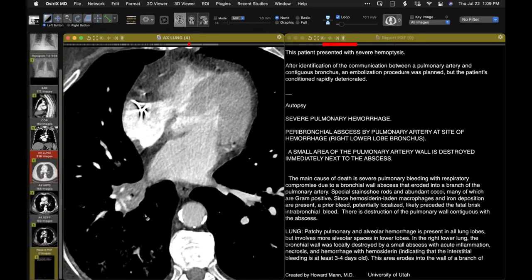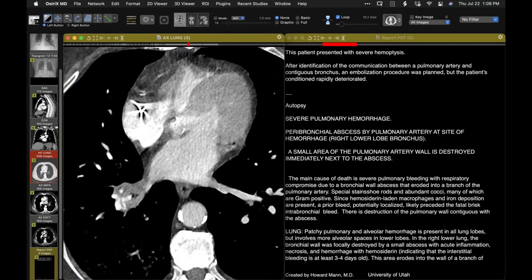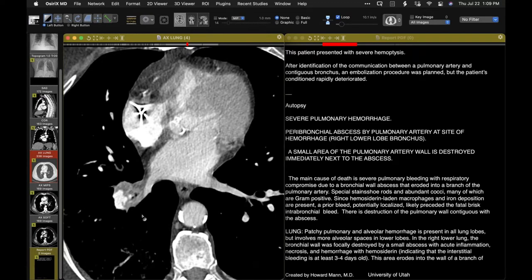Just a terrible amount of hemorrhage. They couldn't get to angiography in time. Of course, they were planning to try and embolize that area.